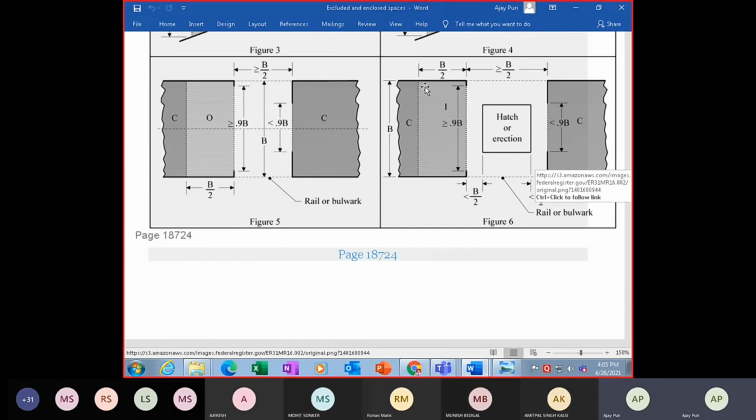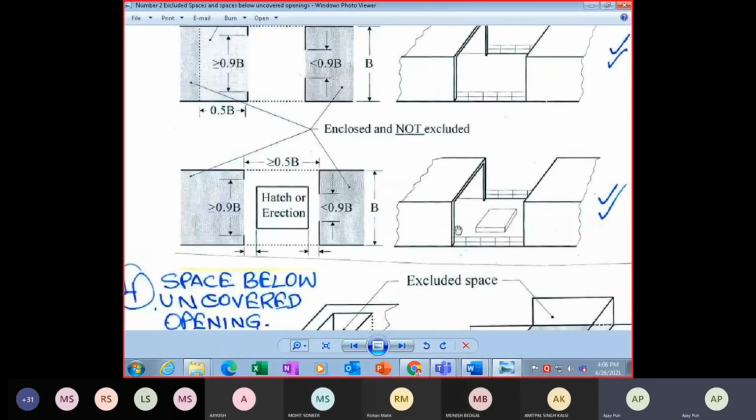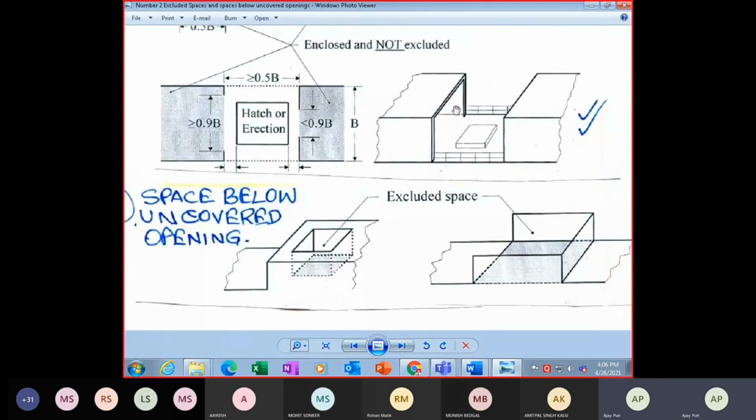So this area will not be excluded. Now this area will be included here. This area will be included here. Why is this included? Because you have a hatch opening here. So that is becoming a cover here. So this area will be included in your calculations, while this area will be excluded without the hatch or erection. So that was the diagram I've shown you, this one.